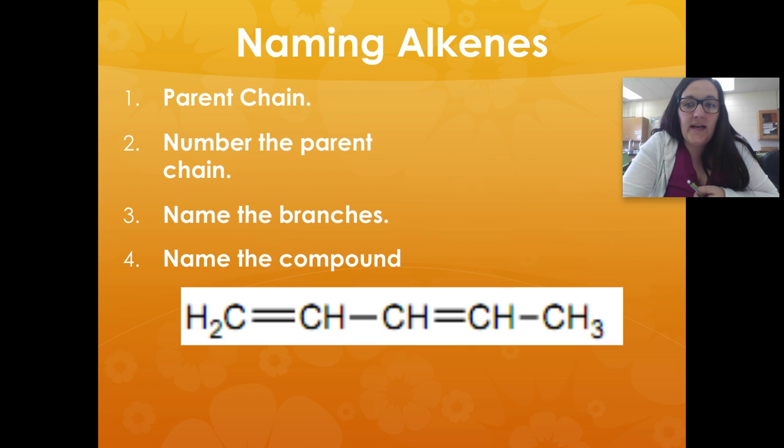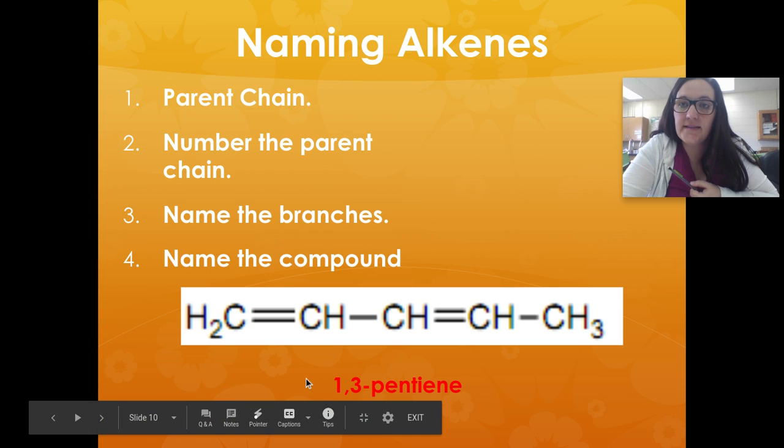I have a double bond after the 1st carbon. I also have a double bond after the 3rd carbon. So when I name this, I'm going to name it 1,3-pentene, because there are 5 total. So no side chains on this one, just 1,3-pentene.